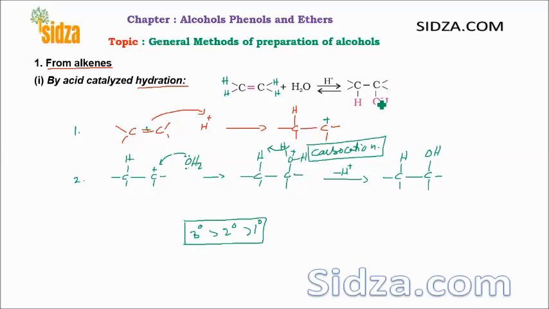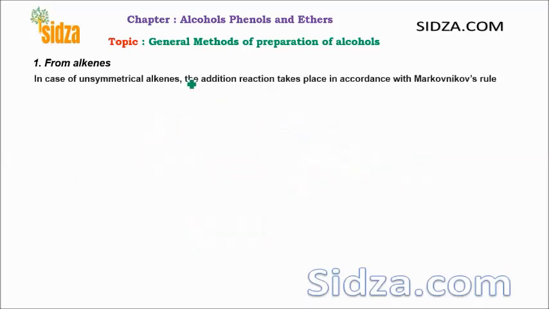But what if you have an asymmetrical alkene, where the two carbon atoms have different substituents attached? Suppose one carbon has hydrogen, and the other carbon has a hydrogen and a methyl group. If you have an asymmetrical alkene, how does the addition occur? In asymmetrical alkenes, the addition takes place in accordance with Markovnikov's rule.